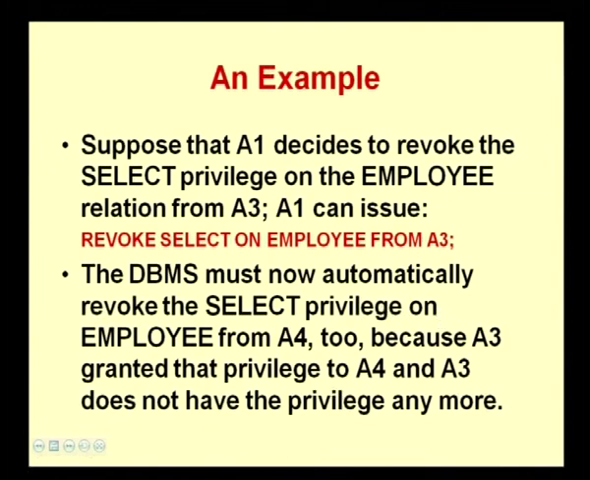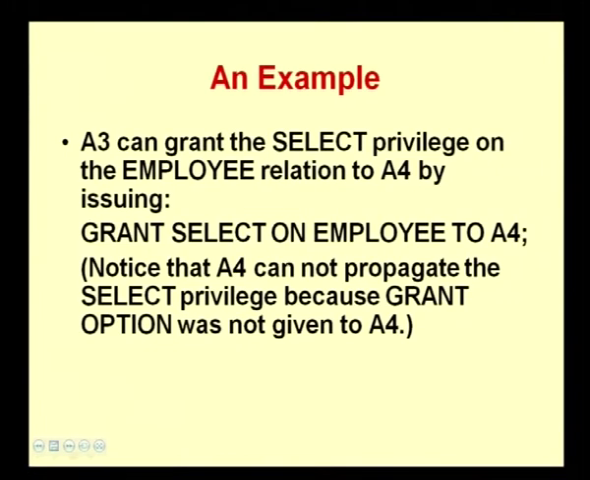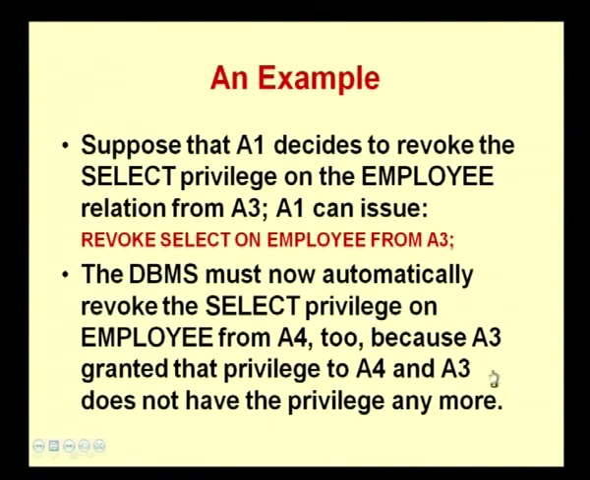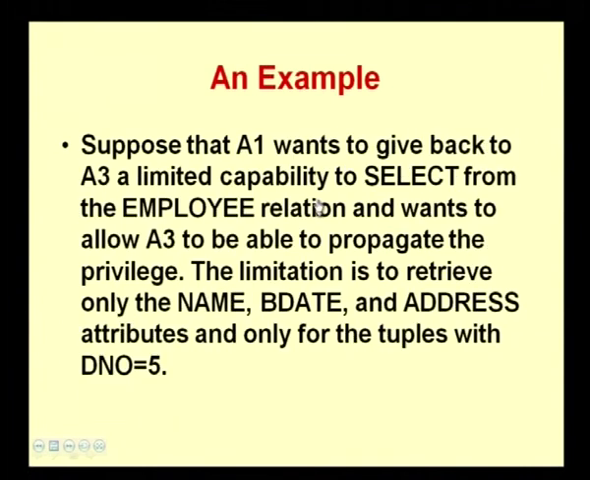Suppose that A1 decides to revoke the select privilege on the employee relation from A3. A1 can issue revoke select on employee from A3. Now, the DBMS automatically revokes the select privilege already given to A4 this way, because A3 granted that privilege to A4 and A4 now does not have that privilege.